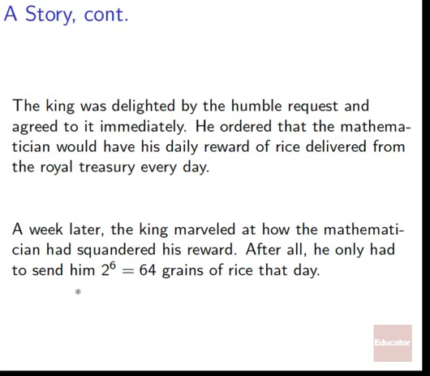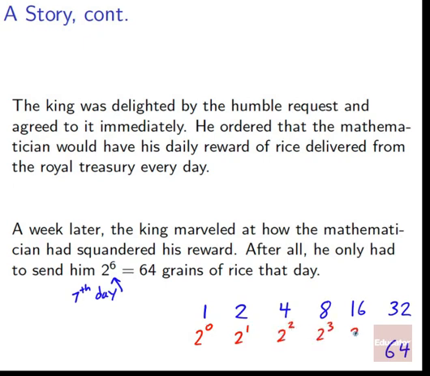Notice, on the 7th day, we're at 2 to the 6th. So let's see why that is. On the first day, we have 1 grain. On the second day, we have 2 grains. On the third day, we have 4 grains. On the fourth day, we have 8 grains. The fifth day, we have 16 grains. The sixth day, we have 32 grains. And thus on the seventh day, we have 64 grains. So notice, we can express this as 2 to the 0, 2 to the 1, 2 squared, 2 cubed, 2 to the 4th, 2 to the 5th, and then finally 2 to the 6th on the 7th day.